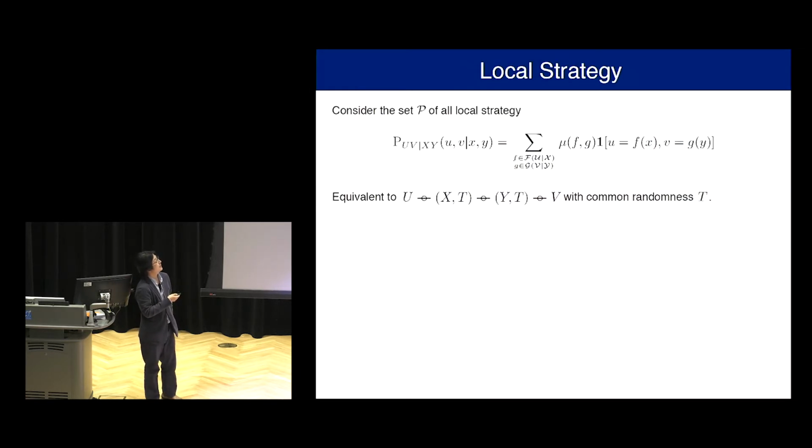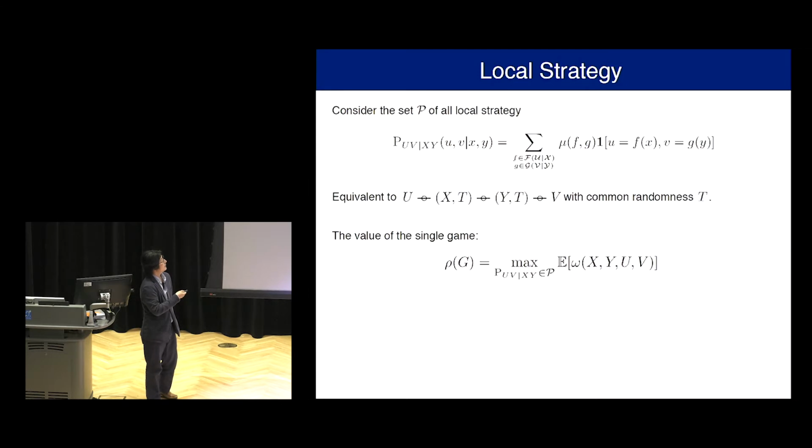First, let me explain local strategy. A strategy, that is a channel from query xy to reply uv, is called a local strategy if it can be described as a convex combination of local deterministic functions like this formula. This is equivalent to u and v satisfying this long Markov chain constraint for some common randomness T.